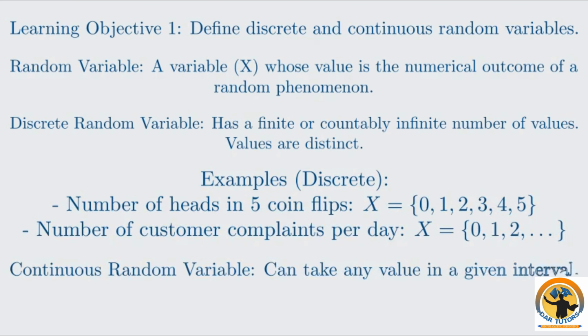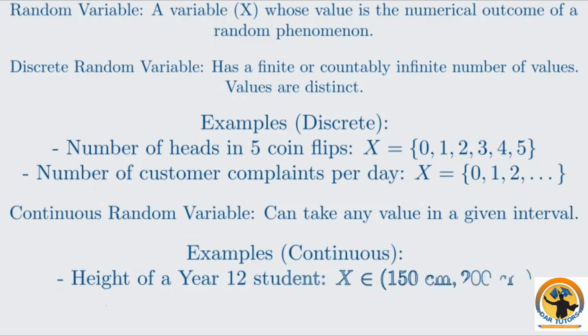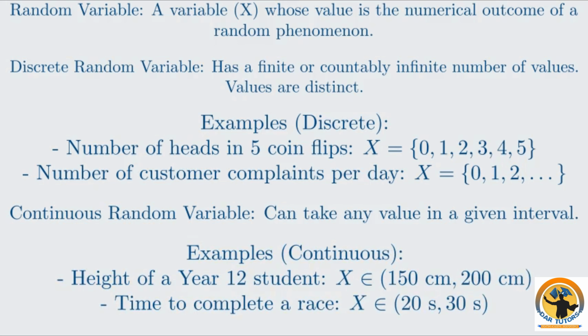In contrast, a continuous random variable can take any value within a given interval. Its possible values are infinitely numerous and can't be listed. To find the value of a continuous random variable, you measure. Consider the height of a Year 12 student. Their height isn't just 120 or 170 centimeters. It could be 170.5 centimeters, 170.53 centimeters, 175.38 centimeters, and so on. The set of all possible heights forms a continuous interval. Other examples include the time it takes to complete a race or the temperature in a room.